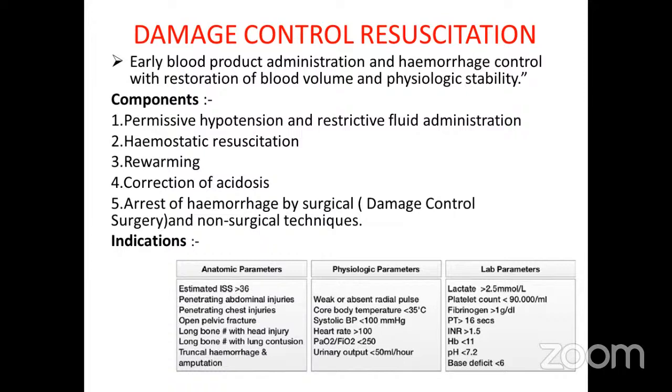In whom should we go for damage control resuscitation? We have parameters based on anatomical, physiological, and lab parameters. In anatomical, when the injury severity score is more than 36, or there are penetrating abdominal injuries, or pelvic or long bone fractures, we should choose damage control resuscitation. And for the physiological parameters, when your systolic blood pressure is less than 100 and your heart rate is more than 100, when your urine output is less than 50, with lab parameters of lactate more than 2.5 and INR more than 1.5 with base deficit less than 6, definitely you should go for damage control resuscitation.